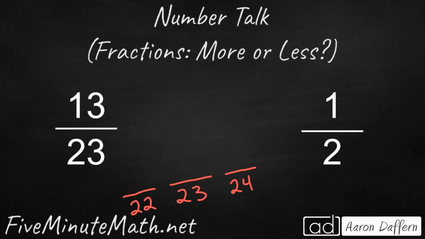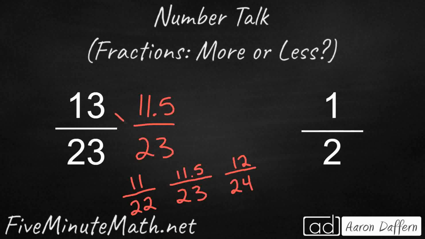So if I had 22nds, half of 22 would be 11. If I had 24ths, half of 24 would be 12. So 23 is right in the middle between those two. So what's in between 11 and 12? Well, we do need to get into a decimal. But it's going to be 11 and a half, or we can call it 11.5. That's equal to 1/2.